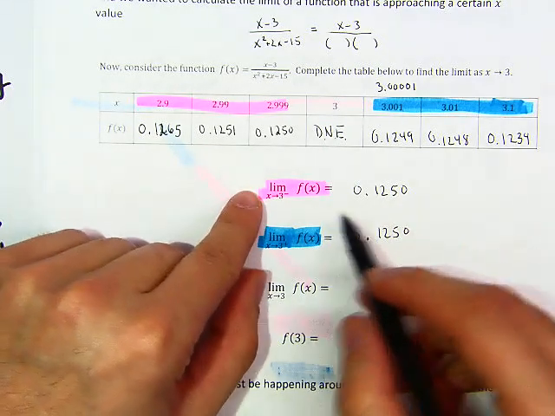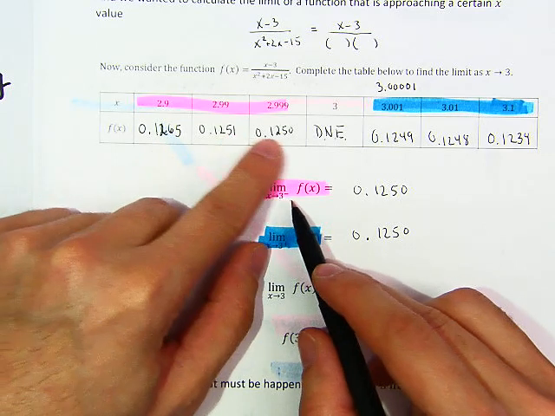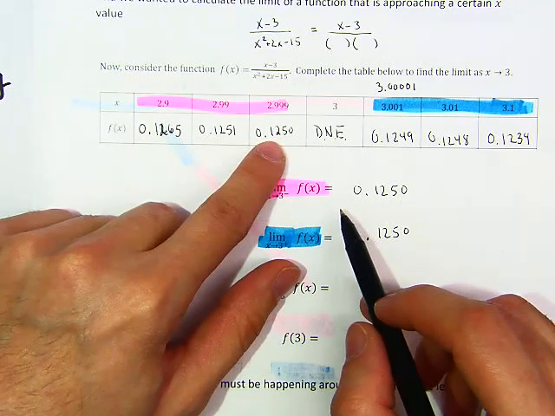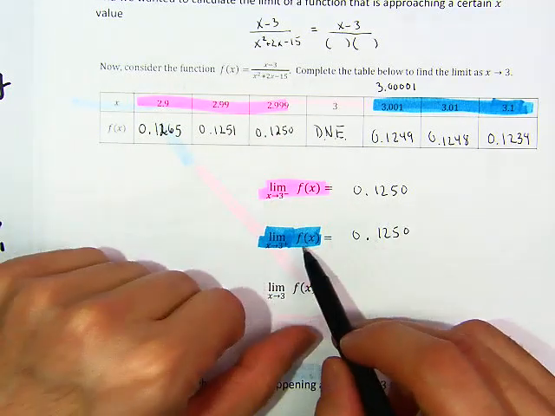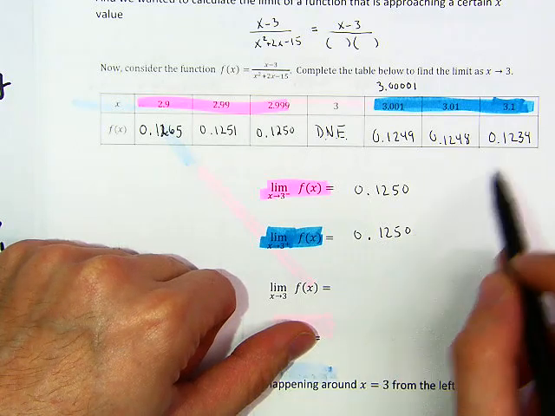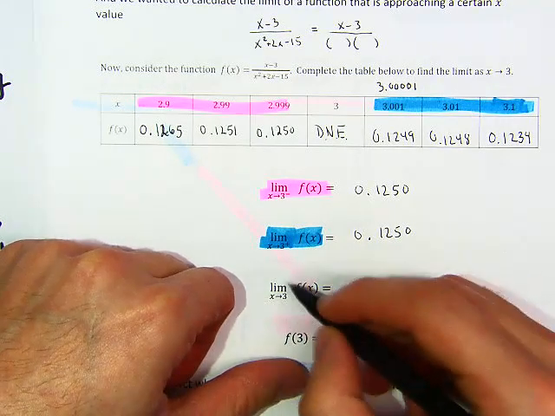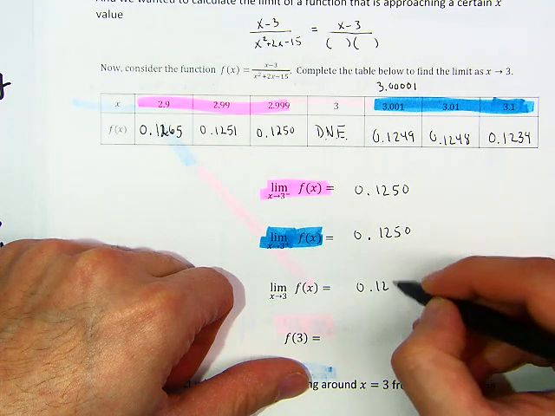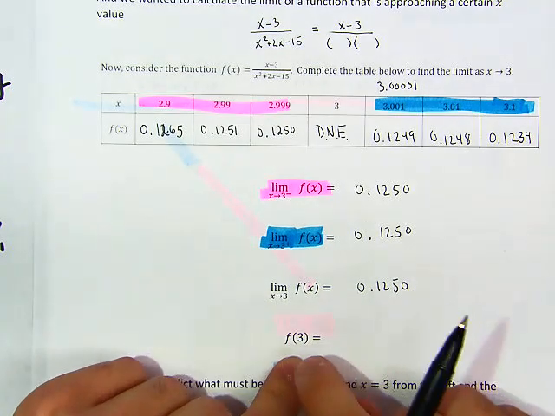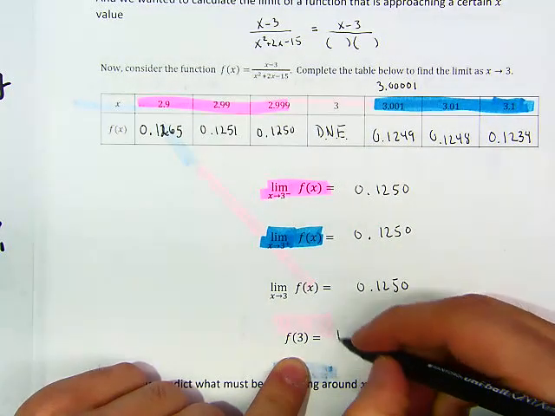So here, because the limit is approaching 0.125 from the left, and it's approaching 0.125 from the right, then this limit must be going to 0.125. But at x equals 3, it does not exist.